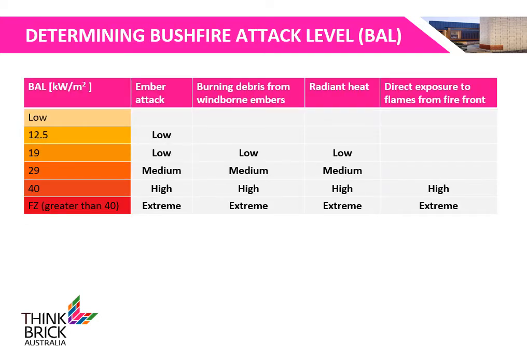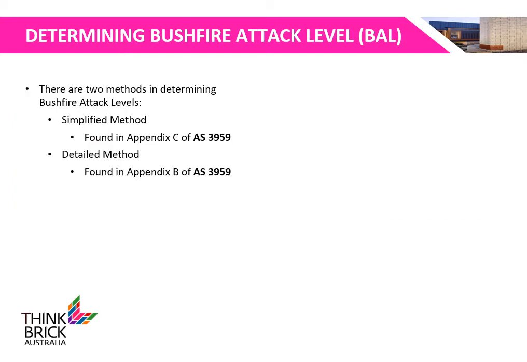Here we have a table outlining the different bushfire attack levels, ranging from low to FZ. The threats affecting bushfire attack levels include ember attack, burning debris from wind-borne embers, radiant heat, and direct exposure to flames from fire fronts. There are two methods in determining bushfire attack levels: the simplified method, which can be found in Appendix C of the standard, and the detailed method, which can be found in Appendix B of the standard. We will be looking at the simplified method in this presentation. The following tables will be used to determine bushfire attack levels.